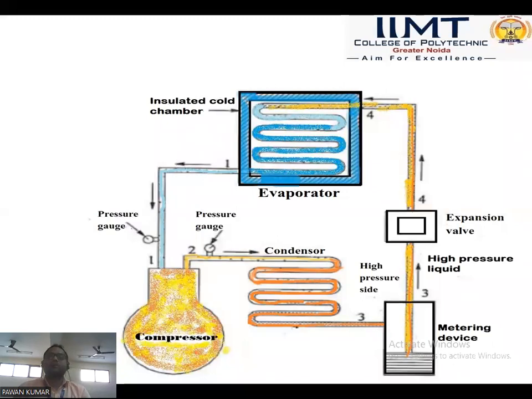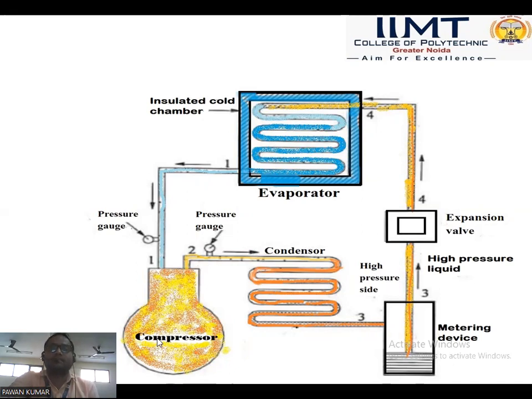This is the actual vapor compression refrigeration cycle, which is used in refrigerators. We always start the process from the compressor. When we switch on a refrigerator, the compressor starts first. Always the compressor starts first. After the compression, the refrigerant moves towards the condenser.